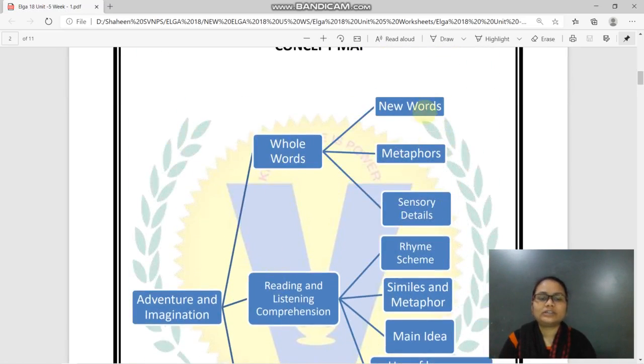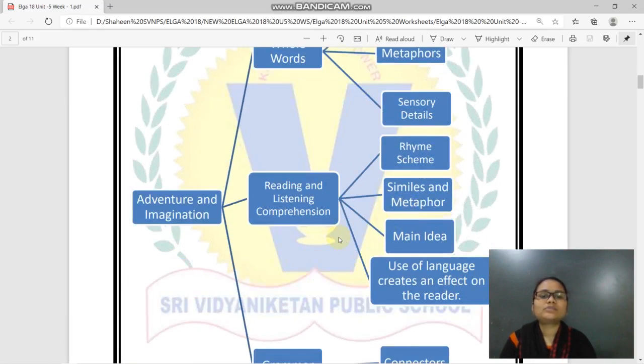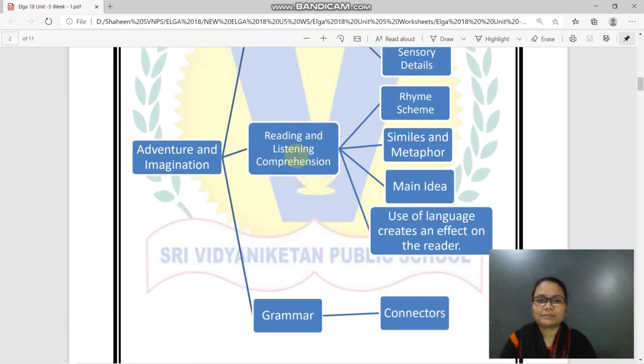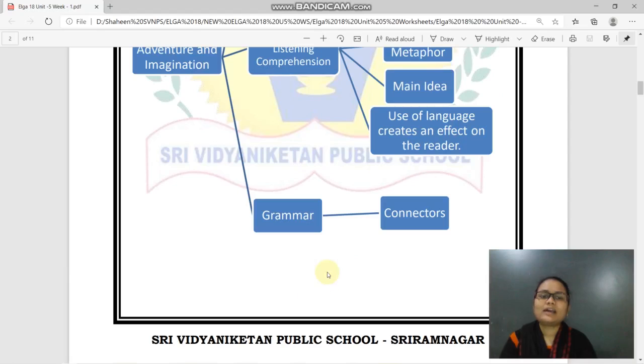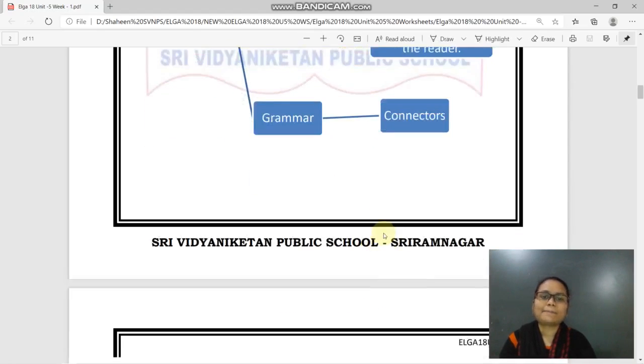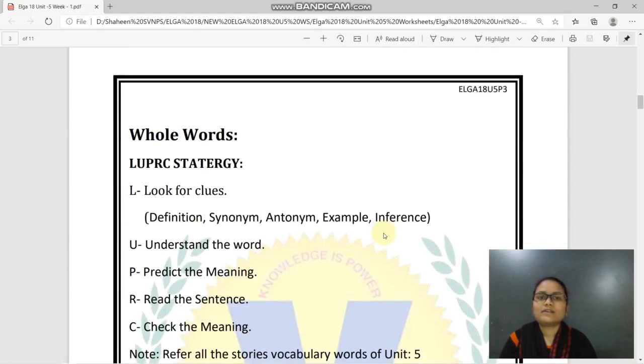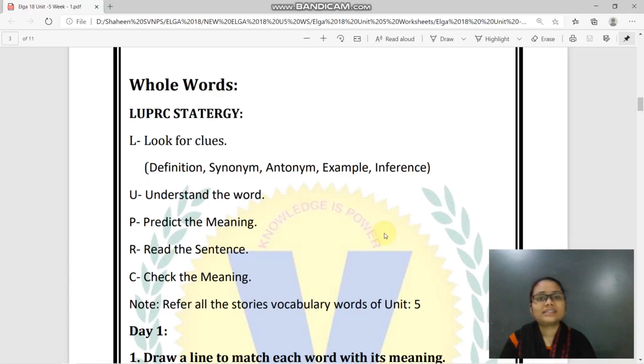Under whole word section, we will be revising new words, metaphors, sensory details. When it comes to the reading and listening comprehension part, we will be revising rhyme scheme, similes and metaphors, main idea, use of language creates an effect on the reader. When it comes to the grammar part, we will be revising connectors. So this is a concept map children. In today's class, we will be revising whole word section.